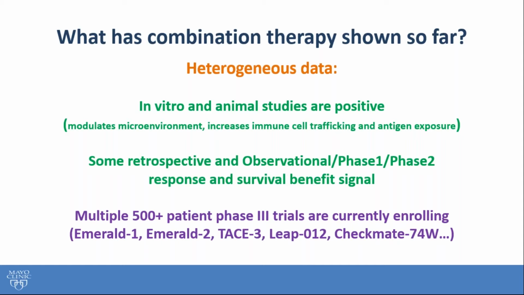Hopefully, to elucidate this on a grand scale, there are multiple 500-plus patient randomized phase 3 studies that are going on right now, looking at predominantly TACE plus immune checkpoint inhibitors and VEGF axis drugs. But there's also one for ablation, and there'll be some that are coming out for radioembolization as well. Next slide.